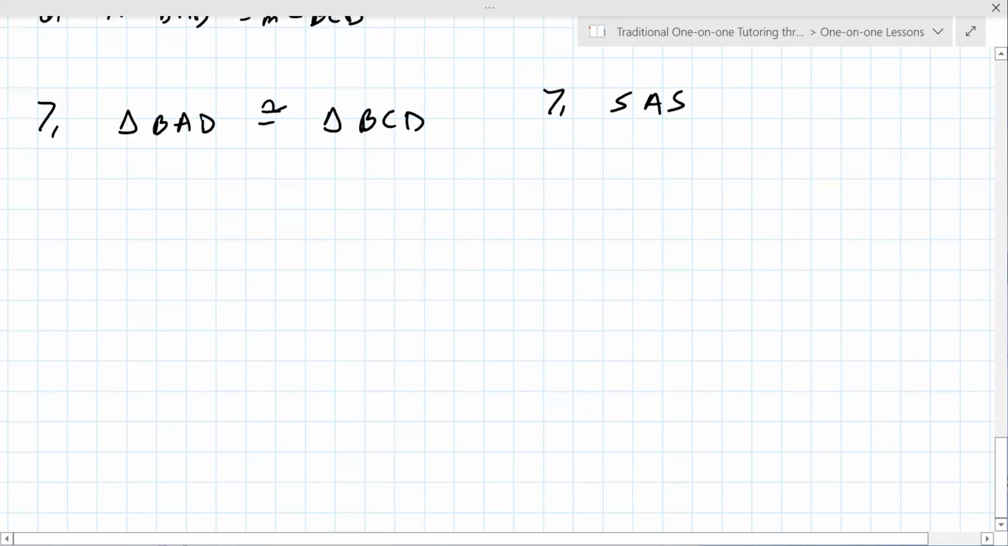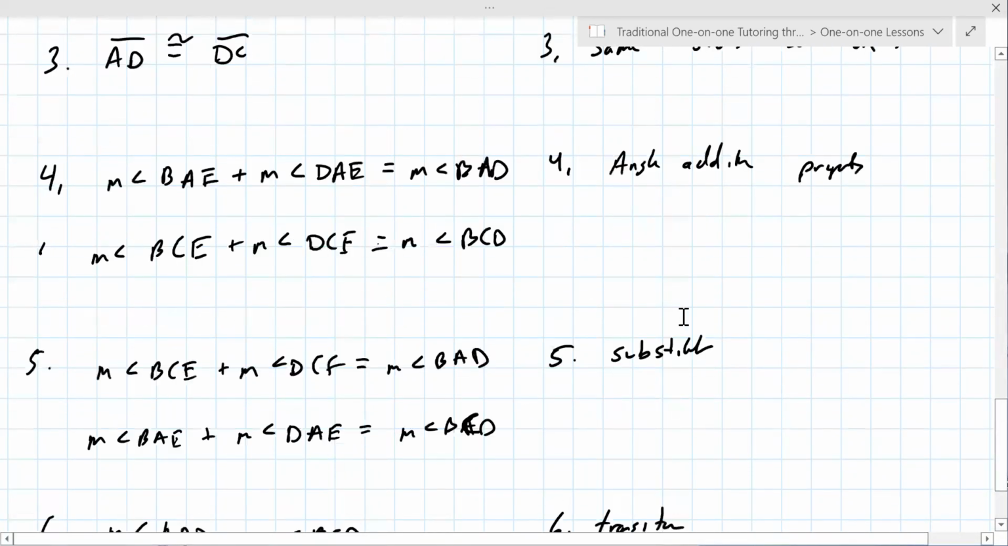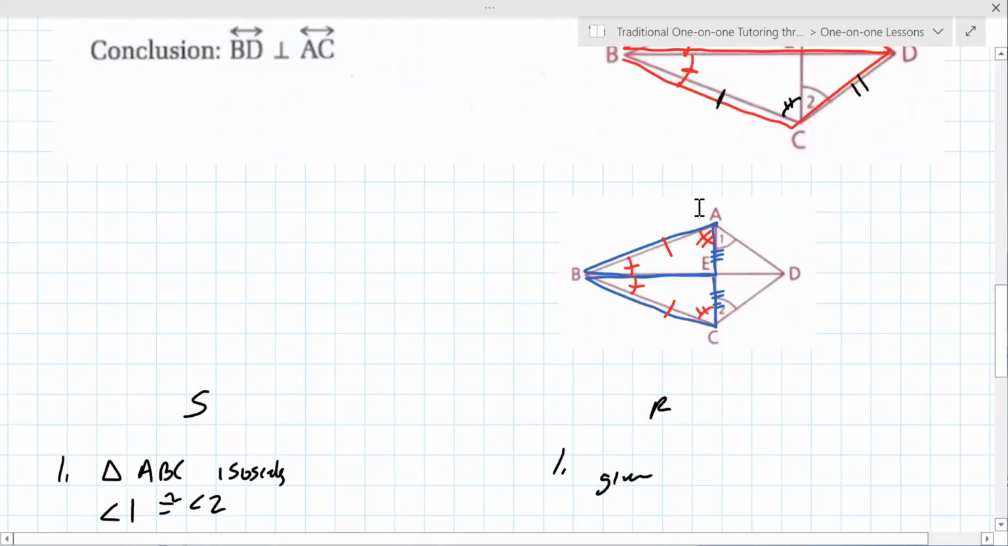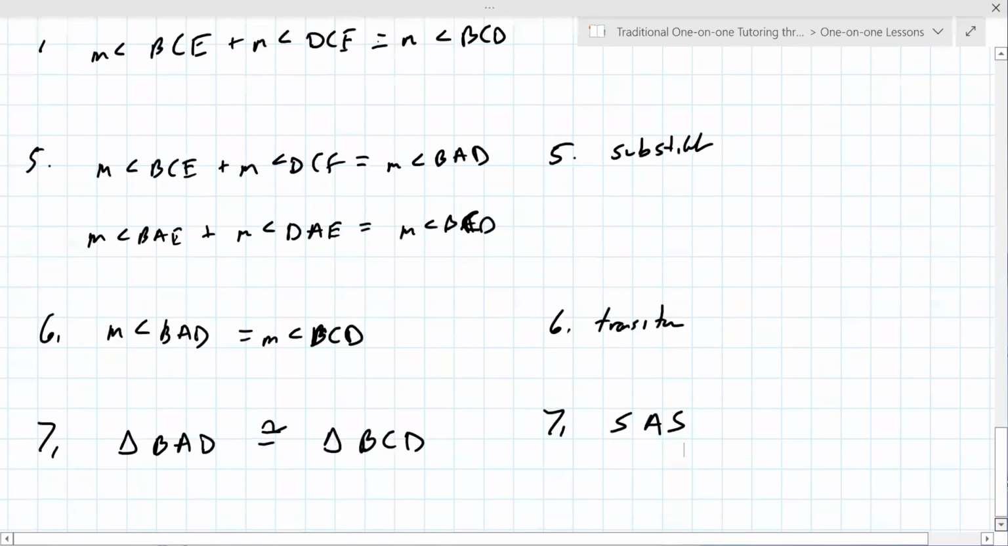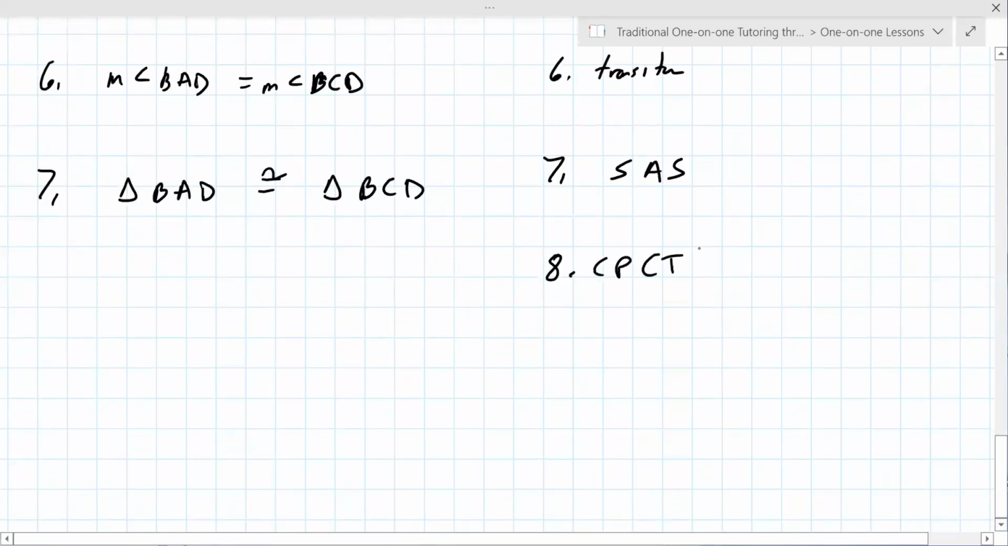Now that we've proven that the triangles are congruent, we can say that this little angle here, BAE, is congruent to angle CAE. You're probably supposed to use the whole angle, but I think we can get away with using the three letters. That's CPCTC: corresponding parts of congruent triangles are congruent. So angle ABE is congruent to angle CBE.